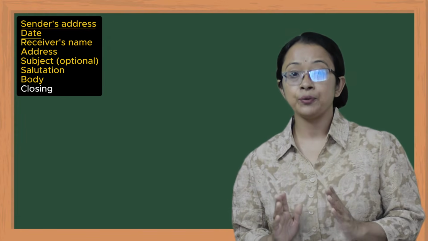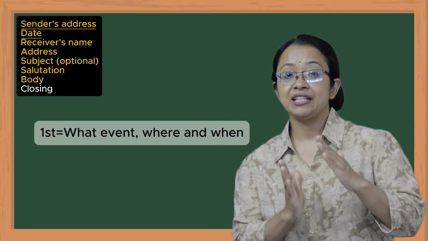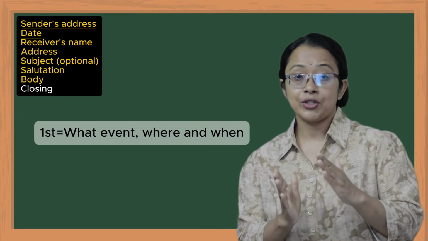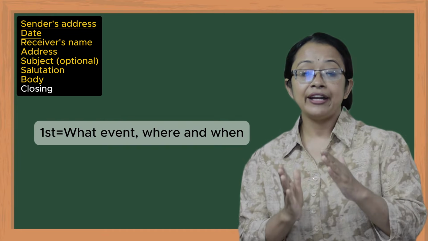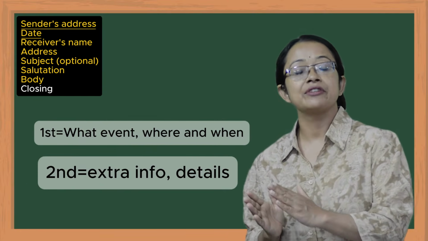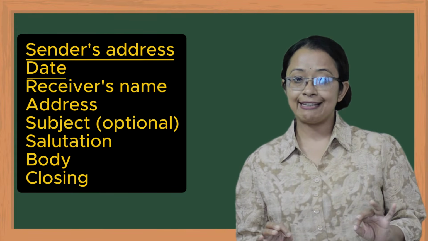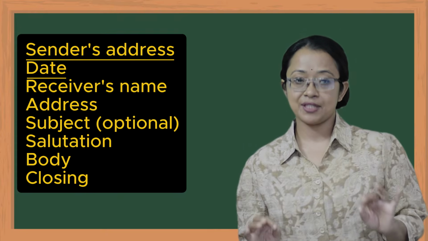Here in the body, we'll have minimum 2 paragraphs. First paragraph about the main event, what is going to happen and where. And in the second paragraph, we are going to give further information regarding the program or the event. And finally, the closing line, or we can also say subscriptions.